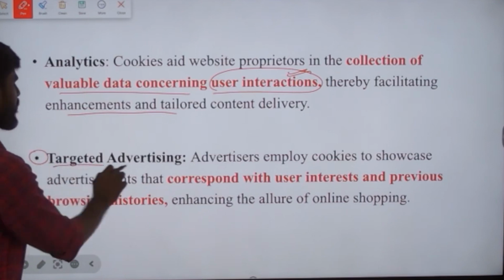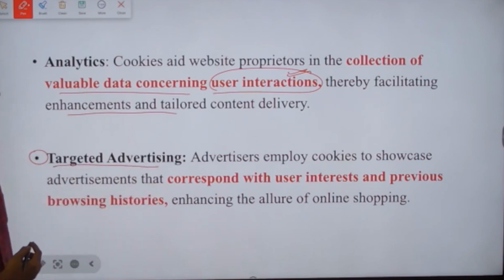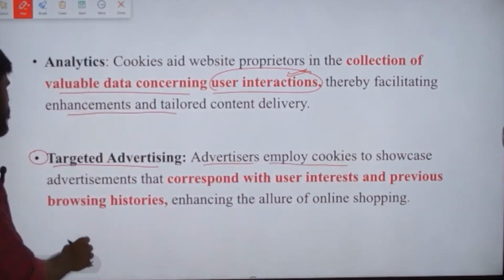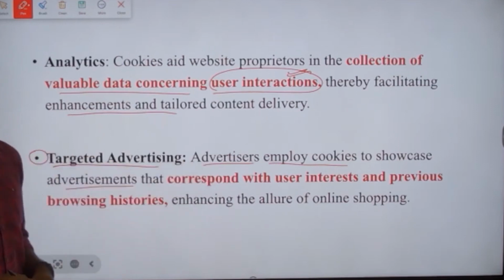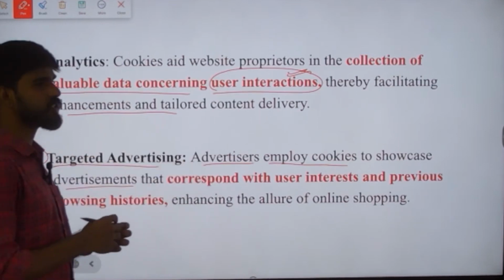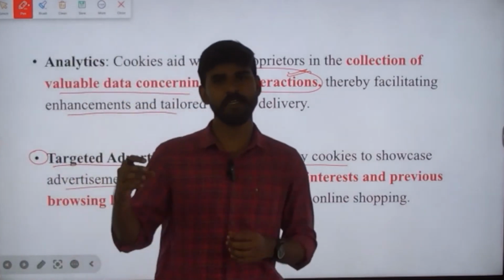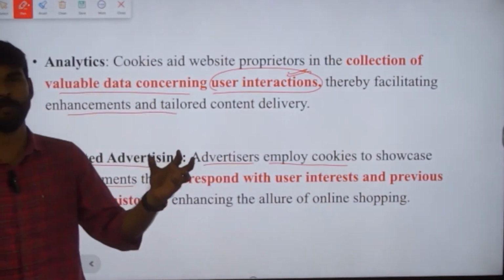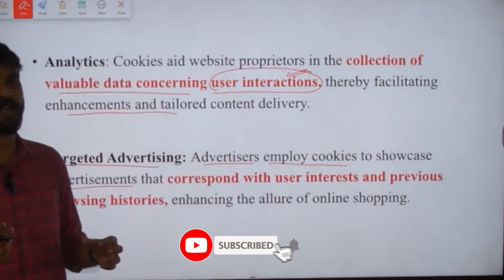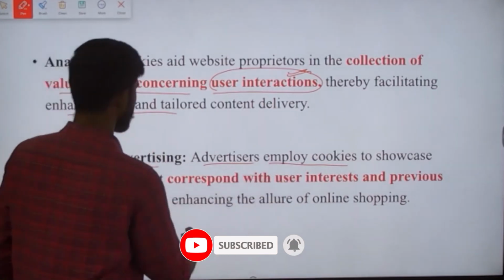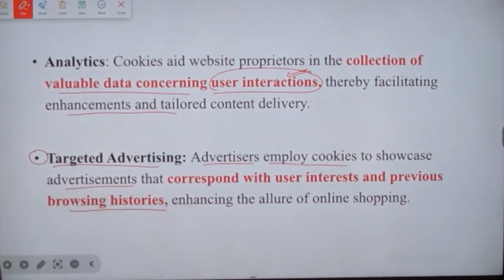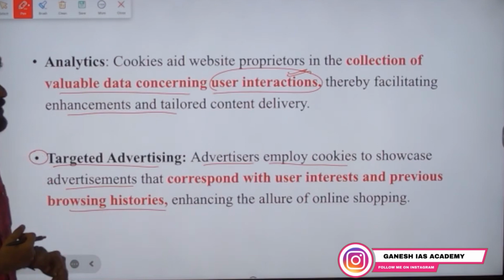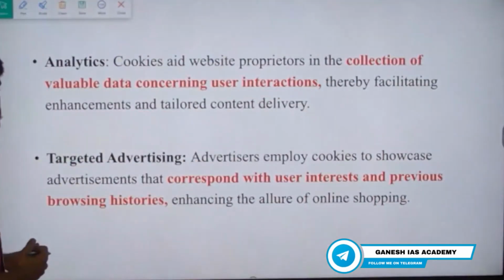Next is targeted advertising. This is also yet another application or role of cookies, that is, advertisers employ cookies to showcase advertisements that correspond to the user's interest. This we might have noticed. We might have searched for a particular thing on one website and an ad regarding that same item will be shown on another website that we open. That is because of cookies again. It corresponds with the user's interest and previous browsing history, enhancing the allure of online shopping. So it will attract us by showing those advertisements. So these are the roles played by cookies.